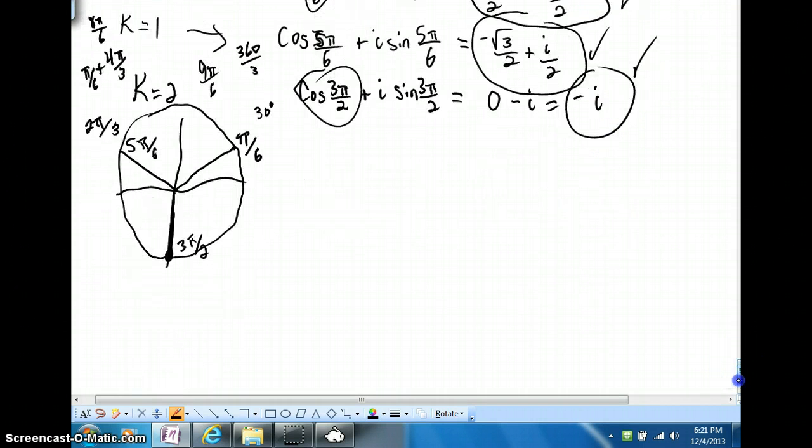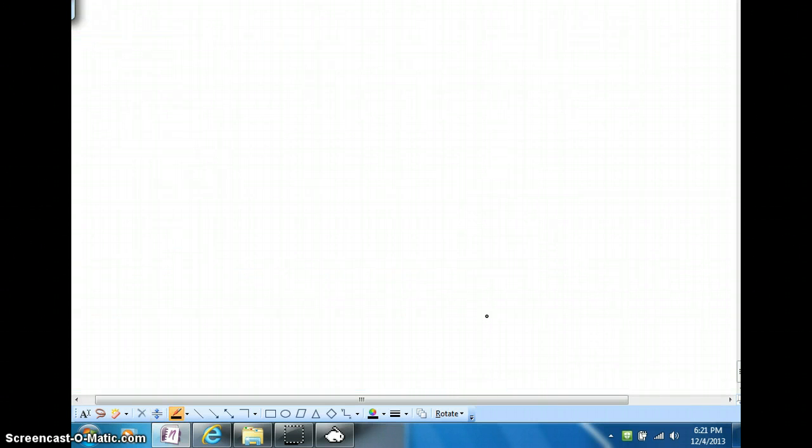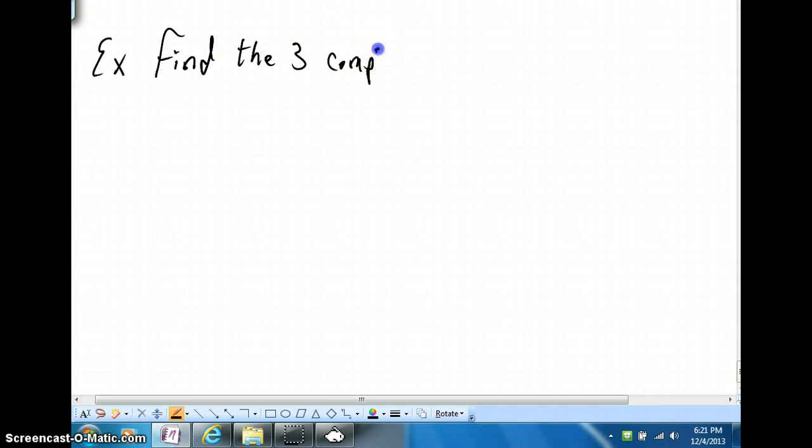Now, mind you, we're not going to have a calculator when we take our contest, but I just wanted to help you out with another question. What if we wanted to find the 3 complex cube roots of 8? Now, usually you say the 3 complex cube roots of 8, I should say. Meant to say that. Find the 3 complex cube roots of 8.